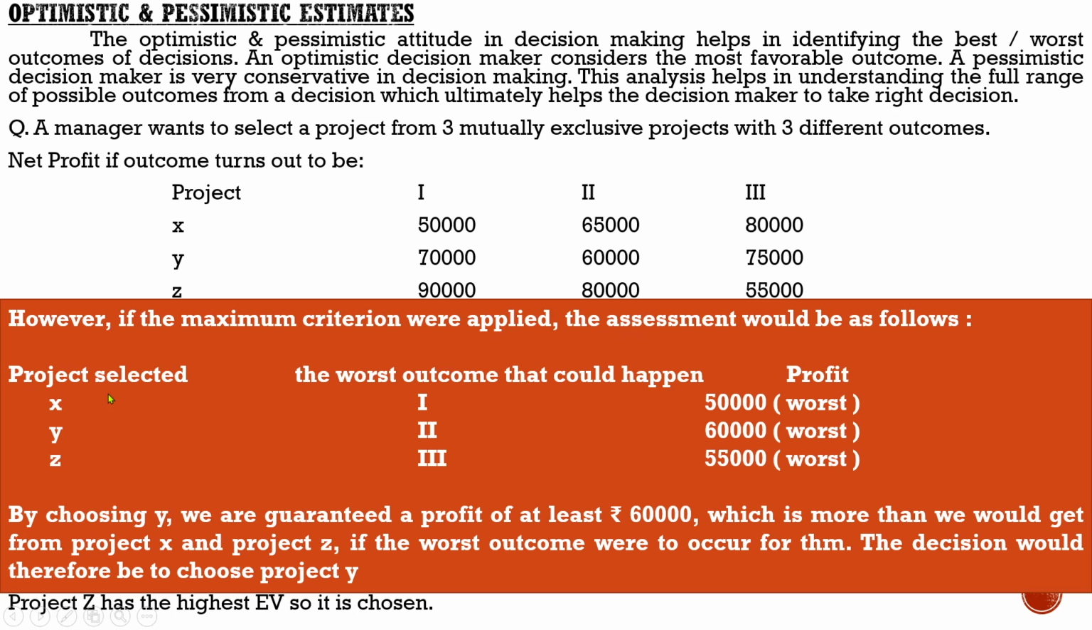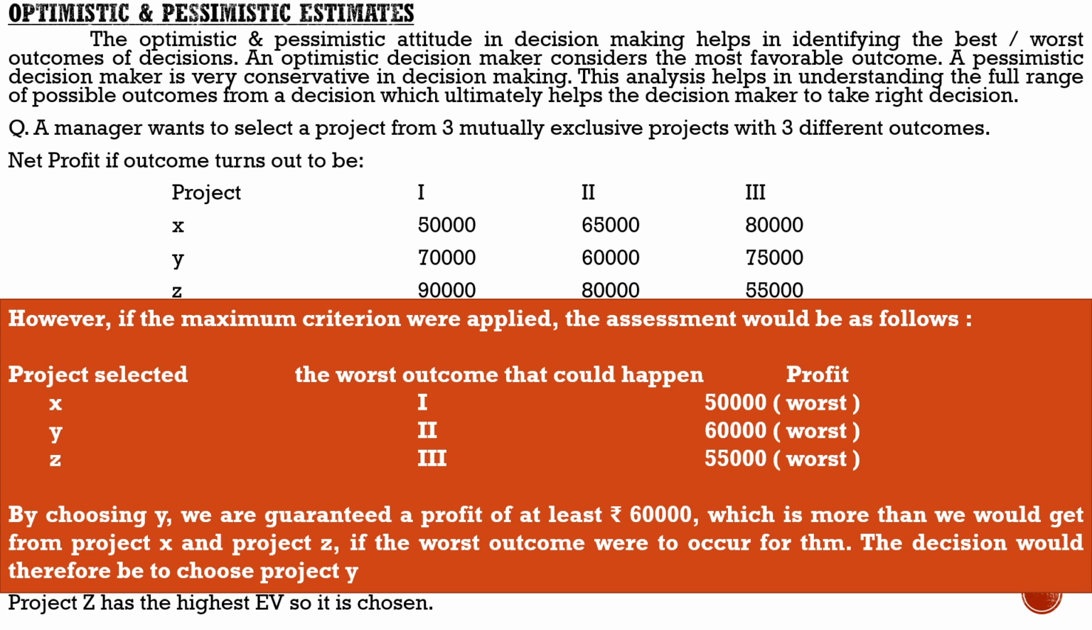Here, for example, in project X, there are three outcomes. The worst amount, the lowest value, is 50,000. See, project X, 50,000. In the case of project Y, the lowest amount is 60,000. And for project Z, the lowest amount is 55,000. But if you go through the amounts earned by the various projects after considering the worst situations, by analyzing these three outcomes, you can see that project Y earns the maximum profit even in the worst situation.